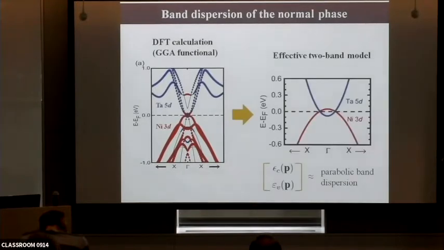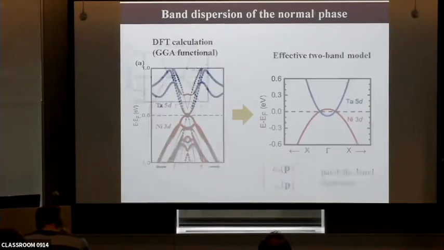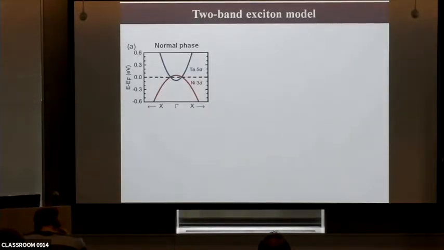For simplicity, the outermost valence and conduction bands are chosen and approximated as parabolic band dispersions. We assume that the DFT describes the non-interacting Hamiltonian, so this band dispersion represents the non-interacting band dispersion. So the normal-phase band dispersion is obtained from the DFT calculation.